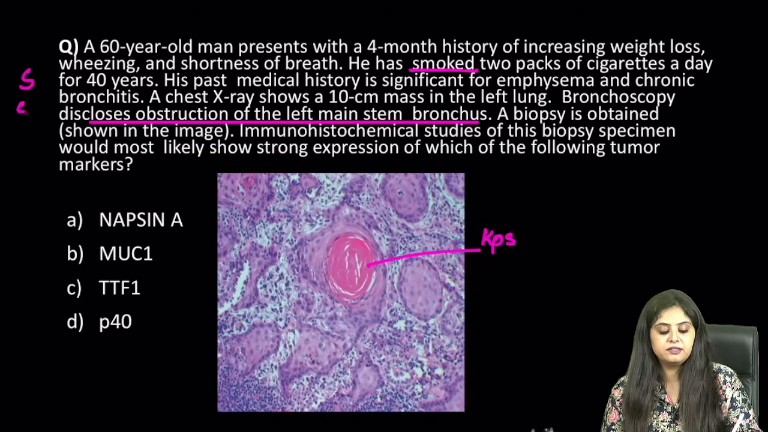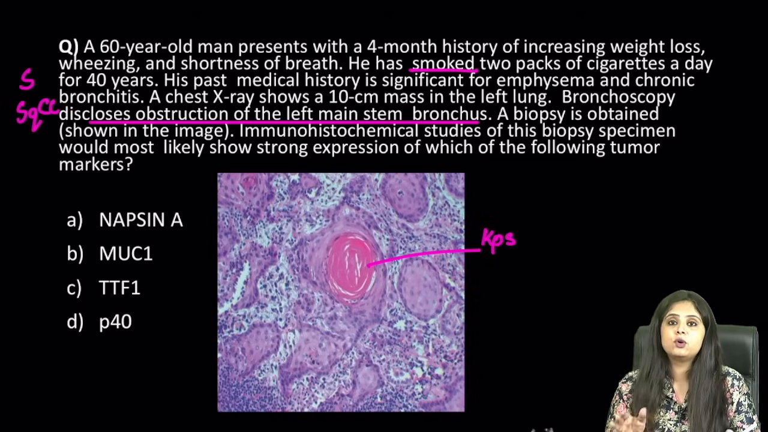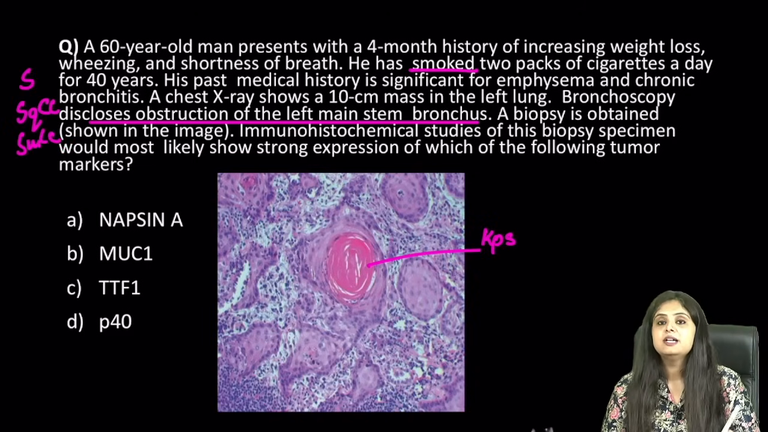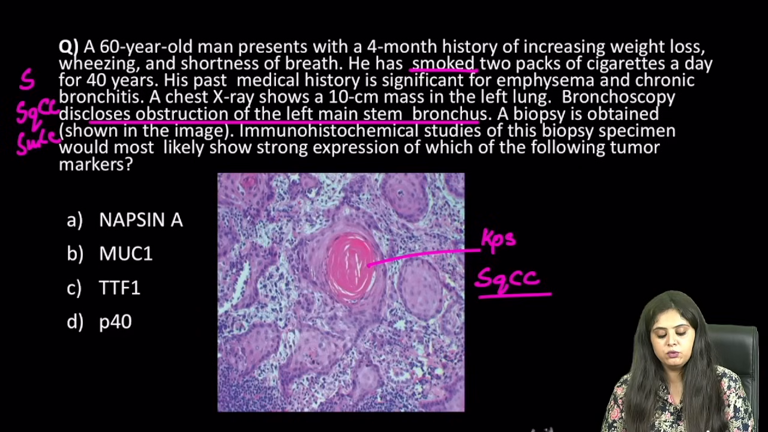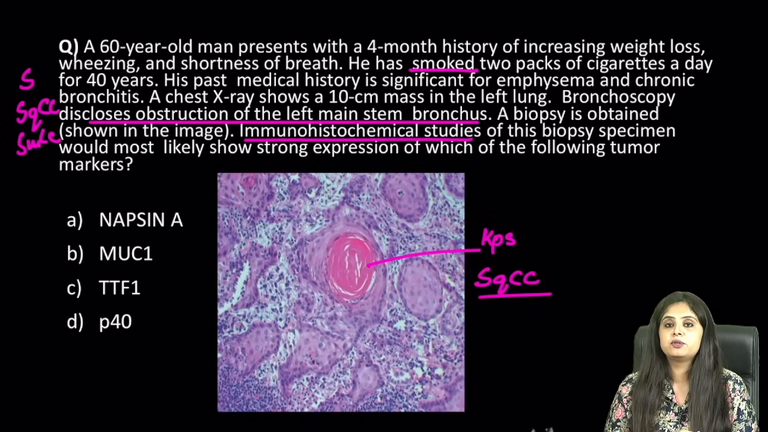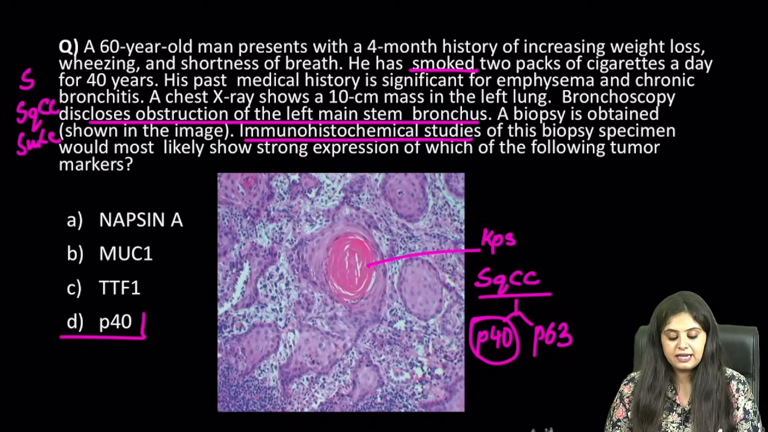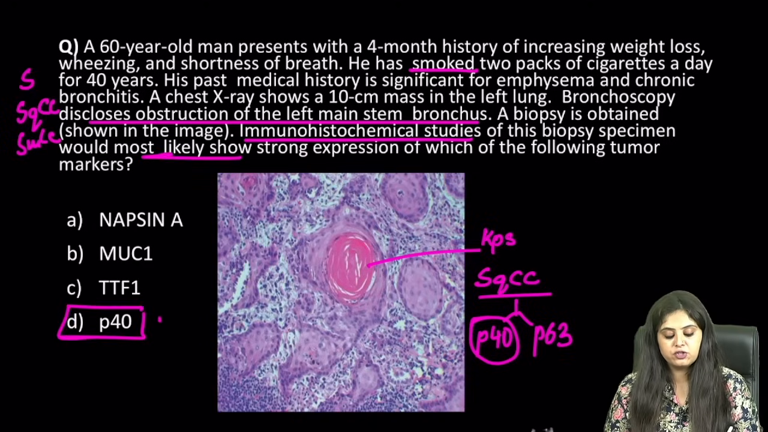Now with smoking, I either think of squamous cell, usually, I'm not saying always, but we think of squamous cell carcinoma and small cell carcinoma. And with keratin pearls, we have obviously thought of squamous cell carcinoma. They are saying immunohistochemical expression is what you have to tell me. For squamous cell carcinoma, the two markers in the lung are P40 and P63, out of which P40 is said to be the best, and that is most likely to show a strong expression of P40.